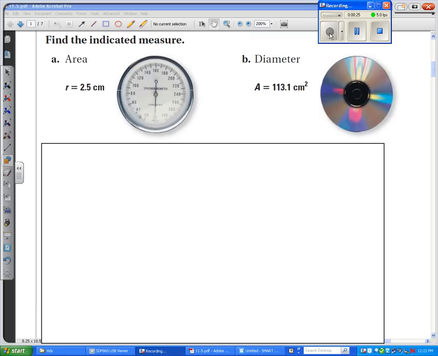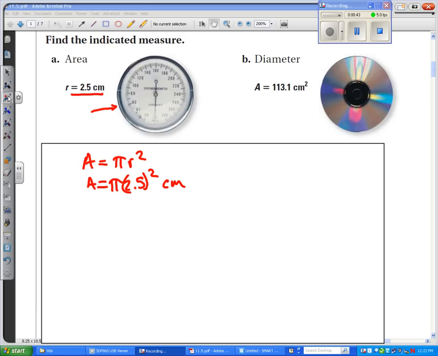So if I had these indicated problems, by the way, you should be drawing these in your notes, and we have a radius of 2.5 of this given figure, then we just simply plug it in for the area. Area equals pi times r squared. R is 2.5, so we square it and multiply it by pi. That's a simple plug and chug. I'm going to leave it for you to type that in.